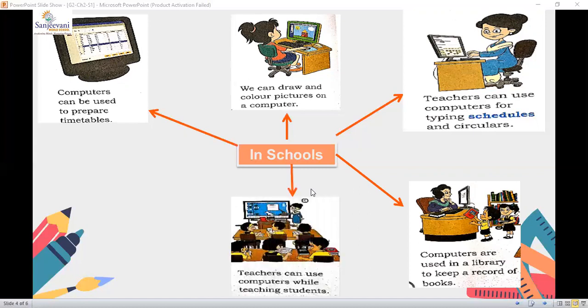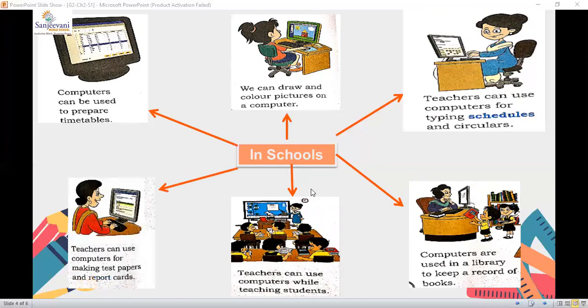The next use is it is used by your teachers for teaching you. Yes, nowadays your teachers use their laptops and computers to teach you online. In the schools also, with the help of the projector, the teacher teaches you using the computer.